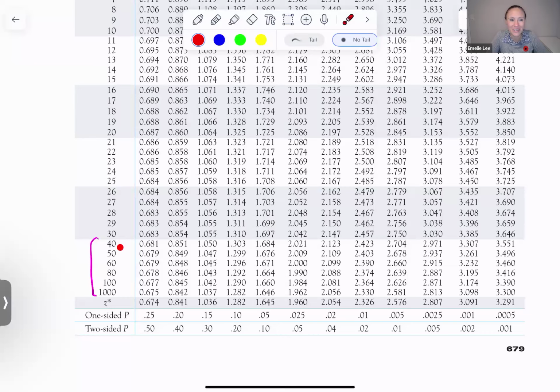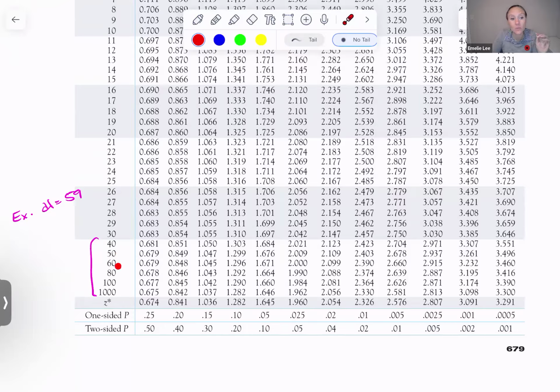30 jumps to 40, and then 50, and then 60, and then 80, and then 100, and then 1,000. And so if we have, for example, let's do a tricky one. As an example, if the degrees of freedom is 59, that means you have a sample size of 60, but you have to use 50 degrees of freedom.